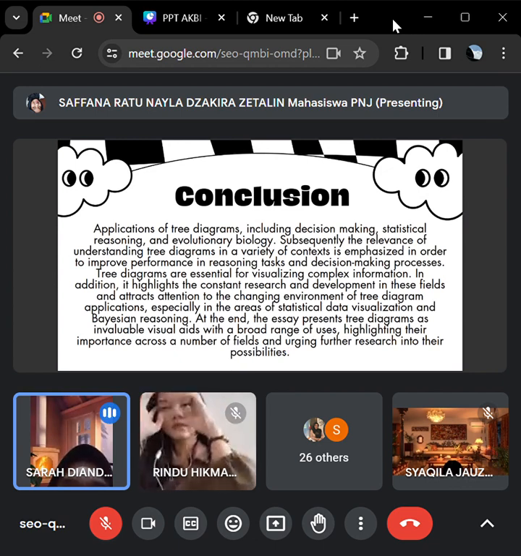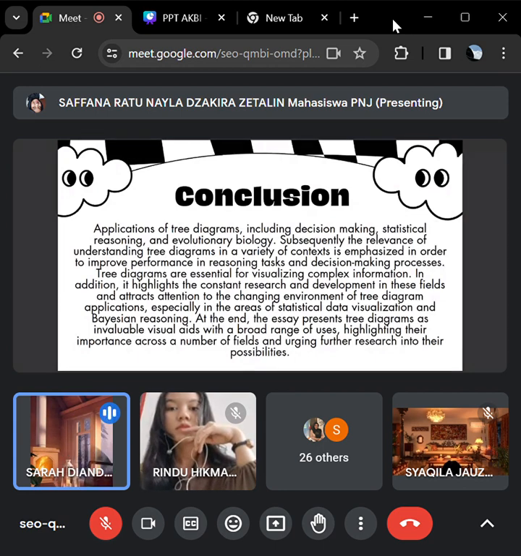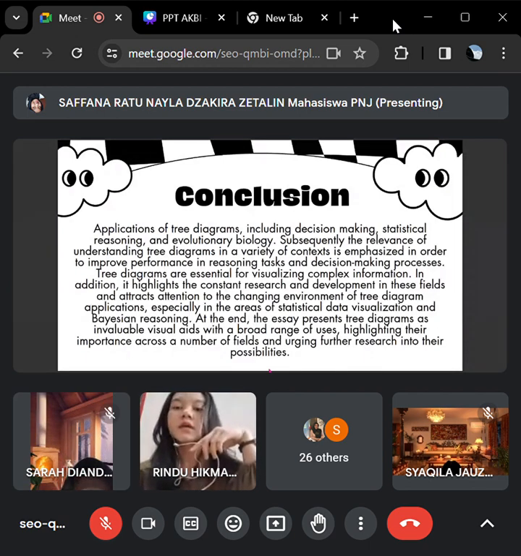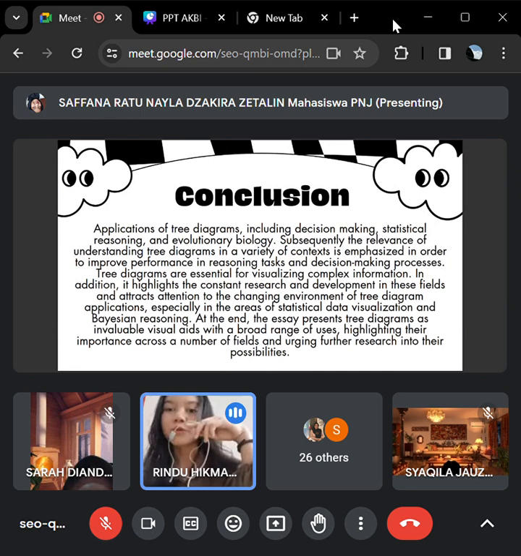In addition, it highlights the constant research and development in these fields and attracts attention to the changing environment of tree diagram applications, especially in the areas of statistical data visualization and Bayesian reasoning. At the end, the essay presents tree diagrams as invaluable visual aids with a broad range of uses, highlighting their importance across a number of fields and urging further research into their possibilities. Next is Savana Ratu Naila.